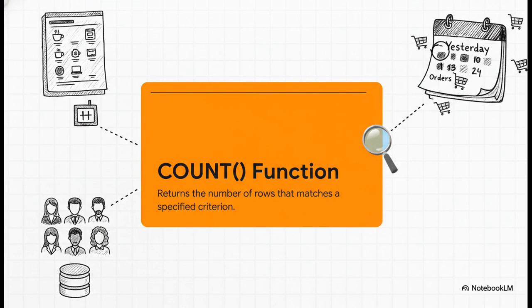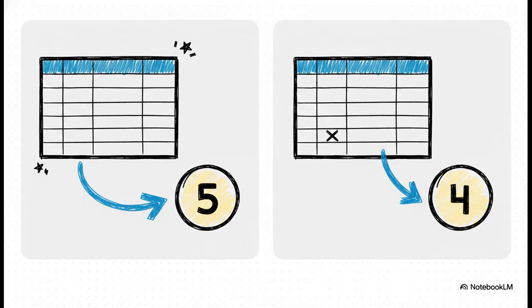How many products are in the catalog? How many customers do we have? How many orders came in today? If the question starts with how many, count is probably your answer. Okay, now there's one little detail with count you have to know. It's super important. Count star, that's count with a star, just counts every single row in the table. Simple. But if you put a column name inside, like count product name, it gets a little pickier. It only counts the rows where that column isn't empty or null. It's a small difference in code, but it can give you very different answers.